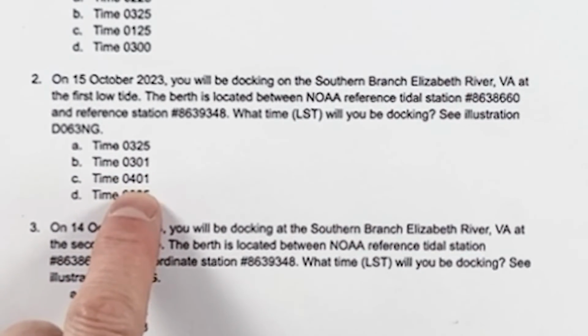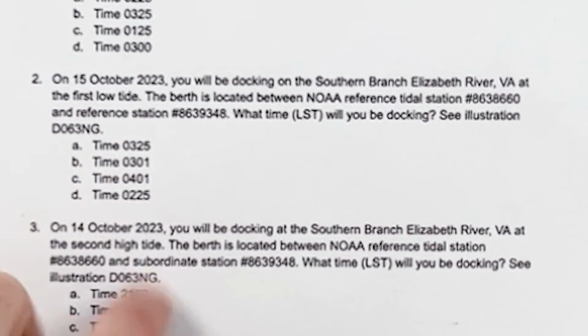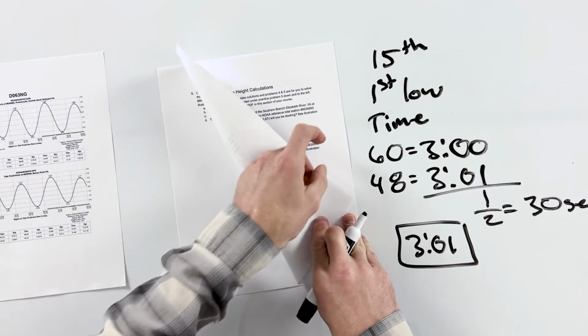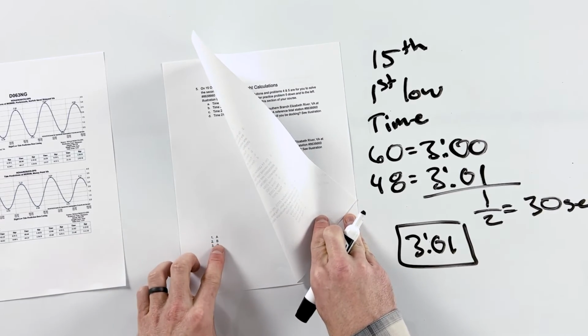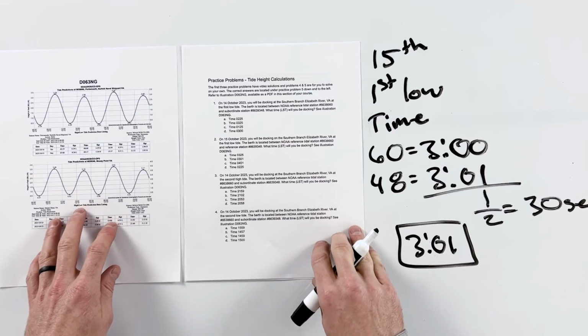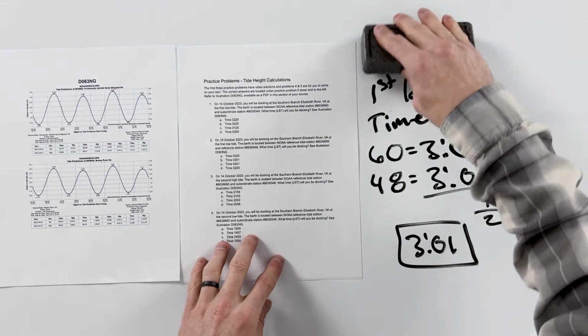Don't be confused by the 4:01. And there's these times. I'm saying 2 is B, 3:01. 2 is B, 3:01. Okay, let us keep cruising to practice problem 4. See you there.